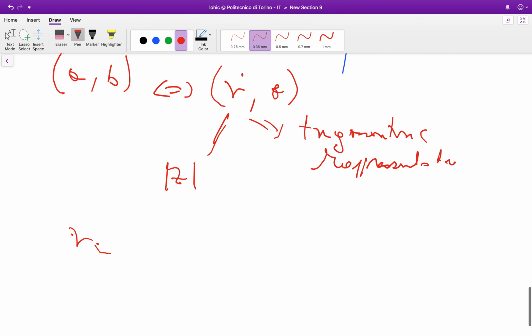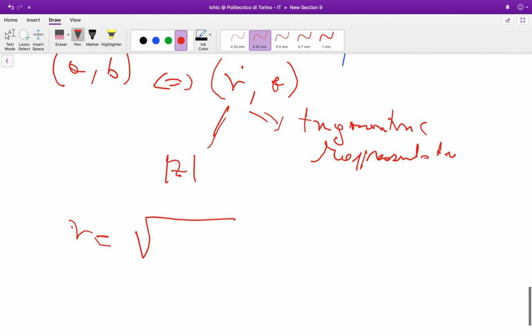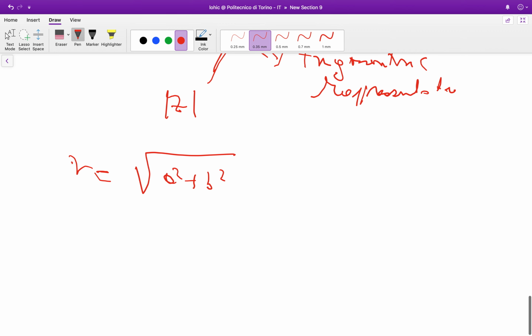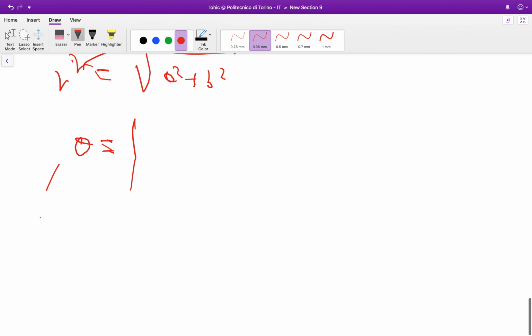You know the Pythagorean theorem, right? If I apply the Pythagorean theorem, this length here is a, this is b, so we have that r is the square root of a squared plus b squared. And now theta is called the argument, while this r is called the modulus of the complex number.